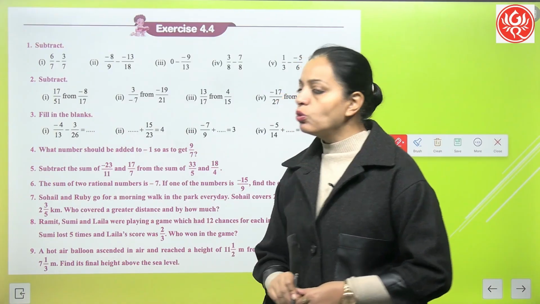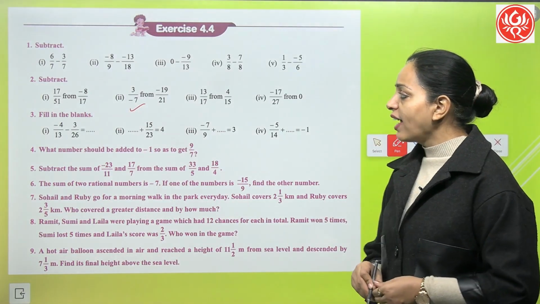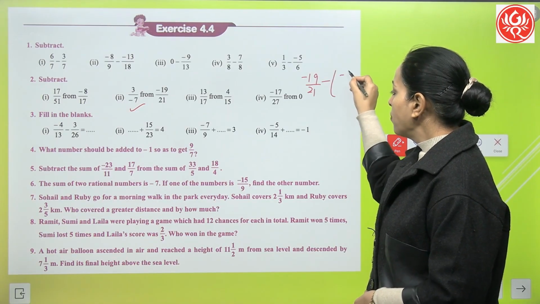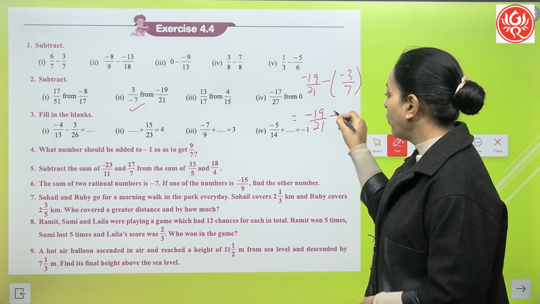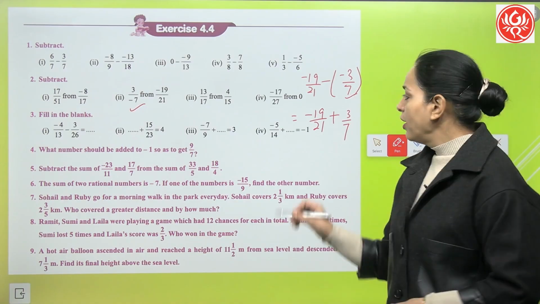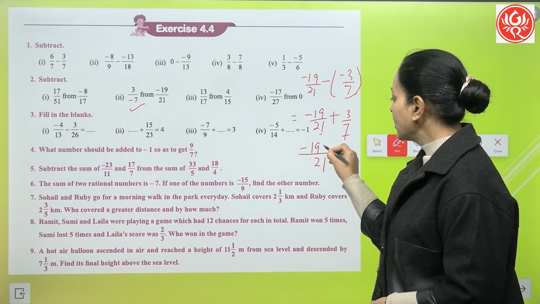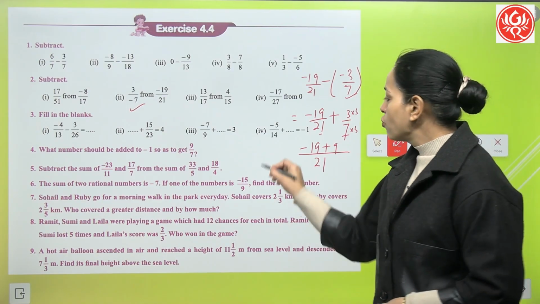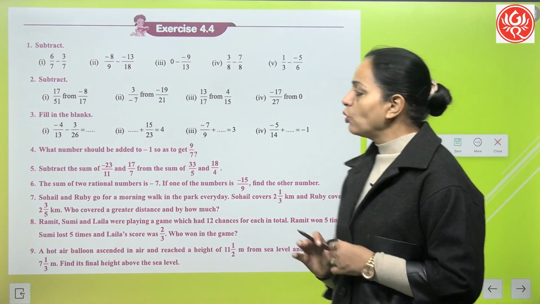Now come to question number 2, subtract. Like here, second part, 3 upon 7 from minus 19 upon 21. It means minus 19 upon 21 minus 3 upon 7. So what can we write? Minus 19 upon 21 plus sign, and its additive inverse is 3 upon 7. Now make the denominator same. LCM is 21. So what will you get? Minus 19 plus 7 into 3, 3 into 3, that is 9. So minus 10 upon 21 is the answer. Similarly, you can try the remaining parts.